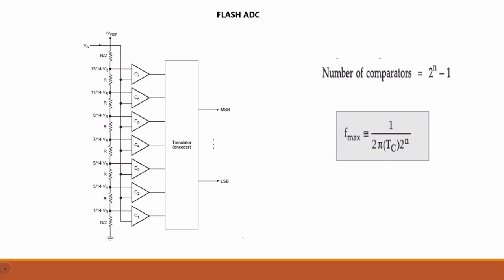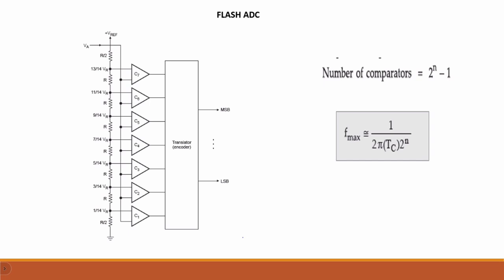If the number of bits is 3, that means 2 power 3 is 8, and 8 minus 1 is 7 comparators we have to use. The 7 comparators will have an analog input voltage and the reference voltage. The output of the comparator is given to the encoder. In the output of the encoder we will have 8 bits from LSB to MSB. So this is the fastest type of A to D converter.